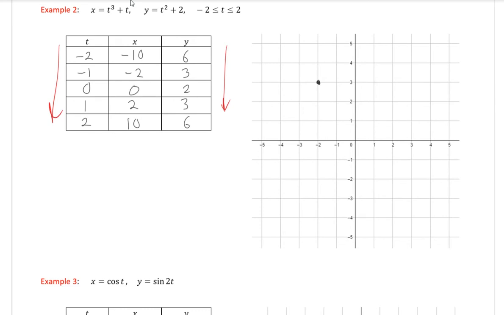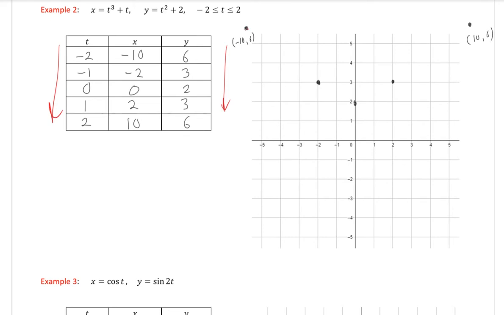And then I have x of 0, y of 2, 2 and 3. And then they start to increase more and more. So let's say that 10 and 6 was somewhere here then. So I'm just going to put negative 10 and 6 and 10, 6. So I'll say that this is negative 10, 6, and this is 10, 6.